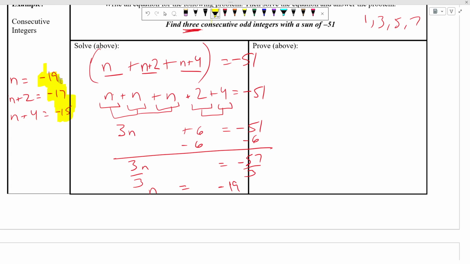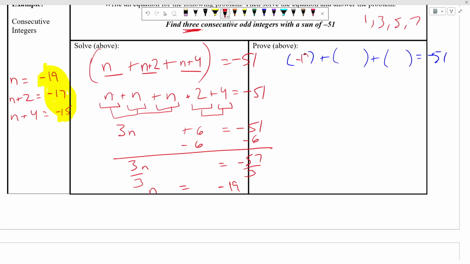You know, recognize what the question is asking. So there's that. But don't just take my word for it, guys. We have to prove it, and we do so by substituting these back into the original equation. So I had n plus, okay, n plus 2, and then I had that equals negative 51.